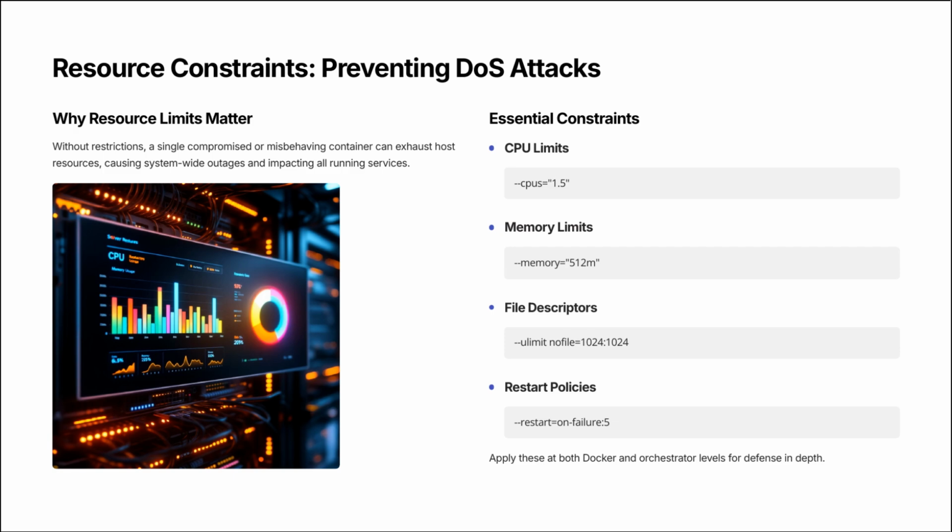This slide is all about setting resource constraints to prevent denial of service, or DoS, attacks. Resource limits are significant when dealing with containers, as without these restrictions, a single misbehaving or compromised container can drain all host resources. This situation can lead to system-wide outages and impact all running services, which is something we'd obviously like to avoid. So what can we do to prevent this?